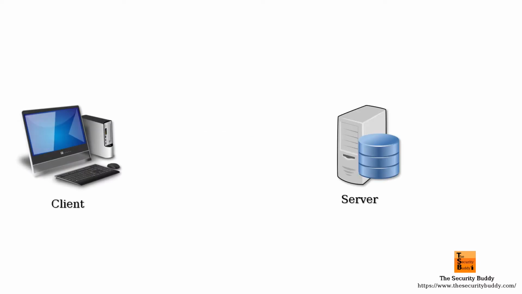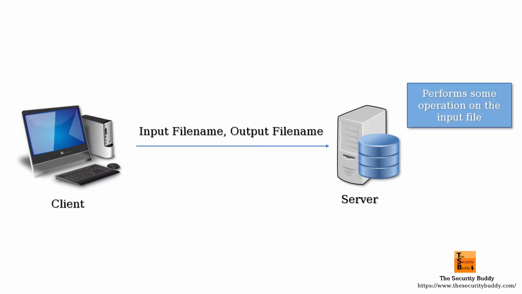What is the confused deputy problem? In this video, we will try to understand that. Let's say a server accepts from a client the name of an input file, performs some operations on the input file and stores the output in an output file. The server takes as input the names of the input file and the output file.